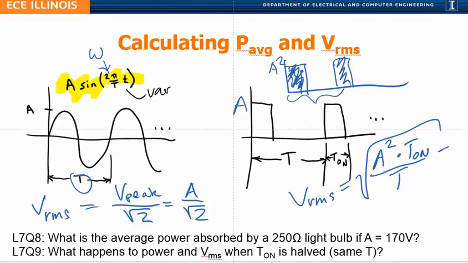So VRMS would then be A, the magnitude of the voltage waveform in volts, times the square root of the ratio of the on time to the total period. Sometimes this ratio is called the duty cycle. So it would be the peak voltage times the square root of the duty cycle.